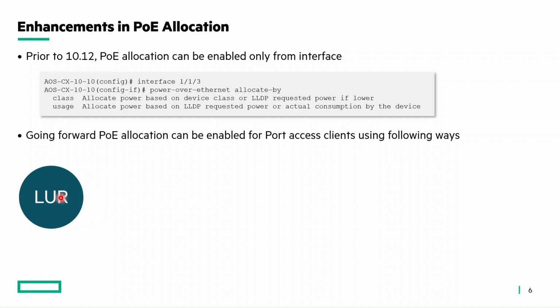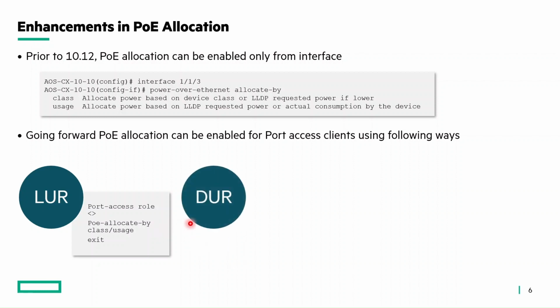First is LUR, local user role, where the role definition exists in the switch. So inside the port access role context, we have introduced the new CLI option, PoE allocate by class or usage. So this can be used to configure the PoE allocation.